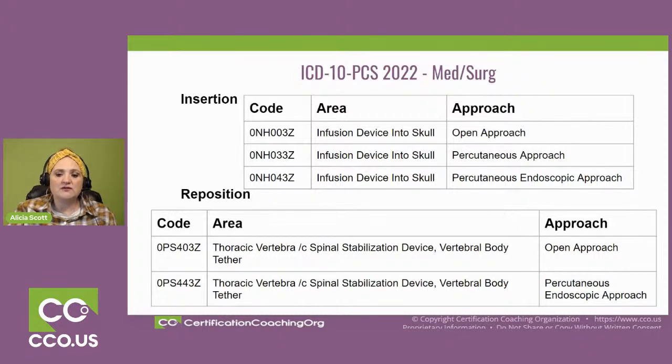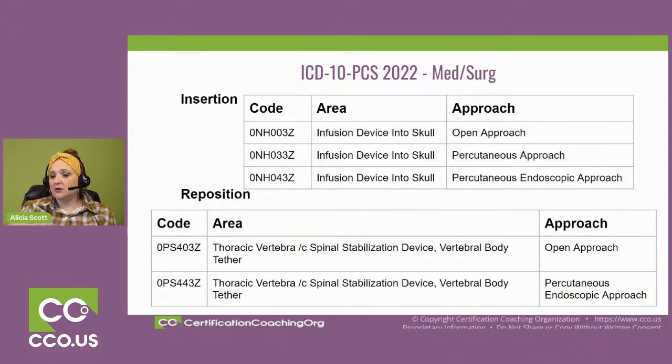So we are infusing using an infusion device into the skull, and then we can also reposition. This is going to be the thoracic vertebra with spinal stabilization device, and it's going to be on the vertebral body tether. And then the next one is the same, except it's a different approach. So we only have two approaches.